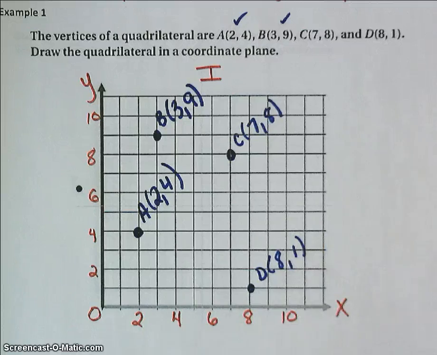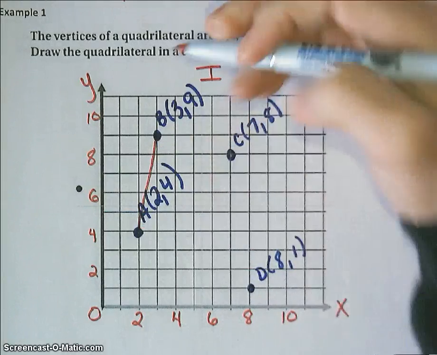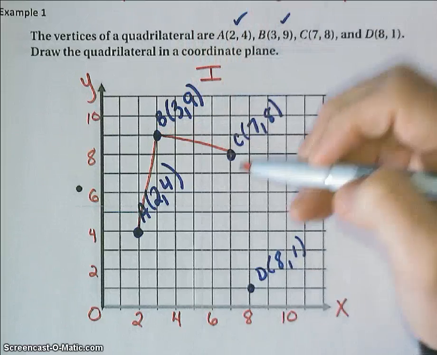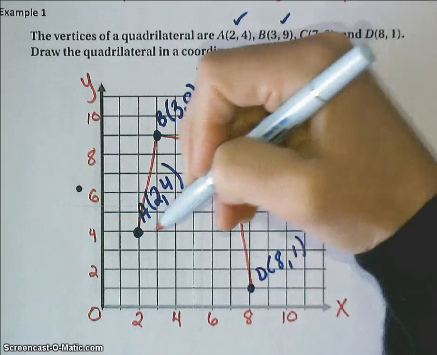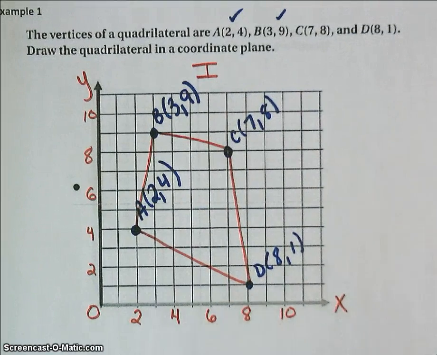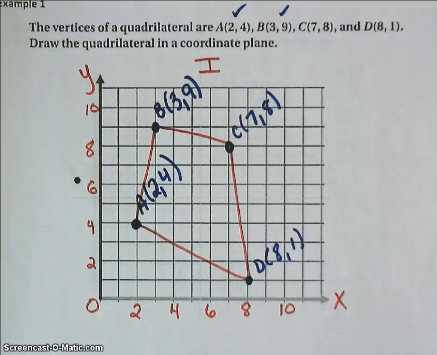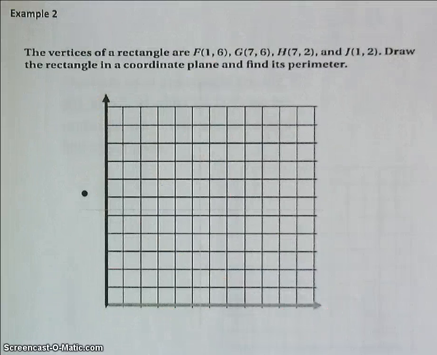Now I can connect those dots to form the quadrilateral. And you probably should use a straight edge. Connect them as nice and neat as you can. And there is your quadrilateral that is plotted in the first quadrant of the coordinate plane. Go ahead and take a moment and pause and try the next 2 on your own, and come back. Welcome back.